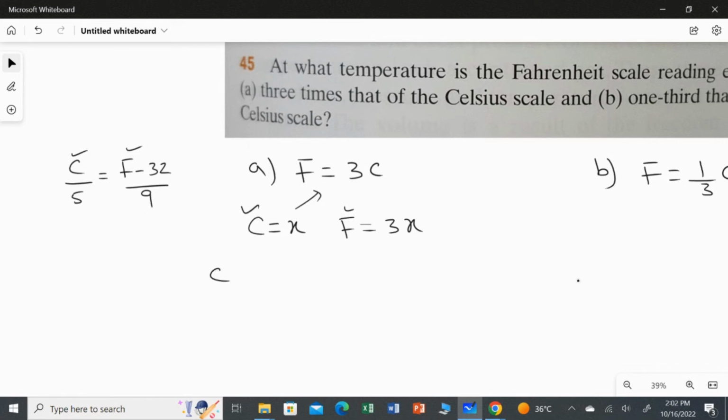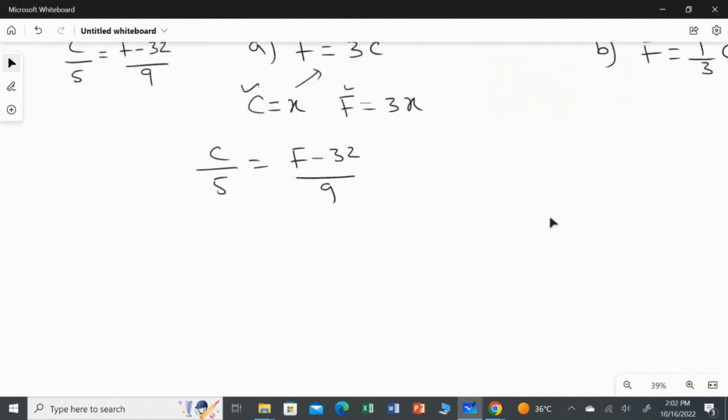Clear? So what is the formula? C/5 is equal to (F minus 32)/9. I'm going to substitute the value of C as X. So X/5 is equal to, my Fahrenheit is 3x, so (3x minus 32)/9. And you have to take this 5 to the right hand side of the numerator. You have to take this 9 to the left hand side of the numerator.